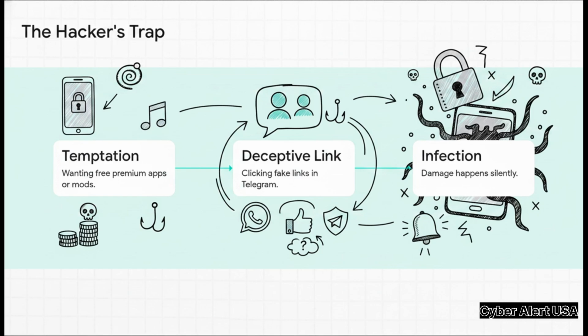You're browsing a forum and you see a comment shouting, "100% working, no virus," with a link to a Telegram group. And because it's shared in a community setting, this artificial social proof kicks in and you just assume it's safe. Step 3, the silent infection. You download the APK. Maybe you actually get the free game, but behind the scenes, the malicious code deploys and the trap snaps shut without a single warning bell.